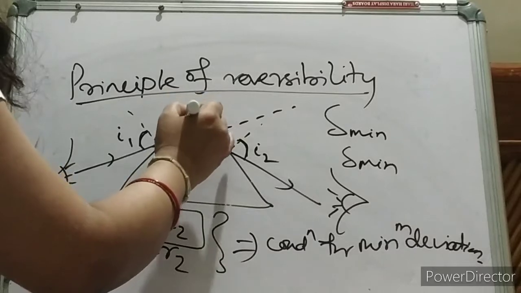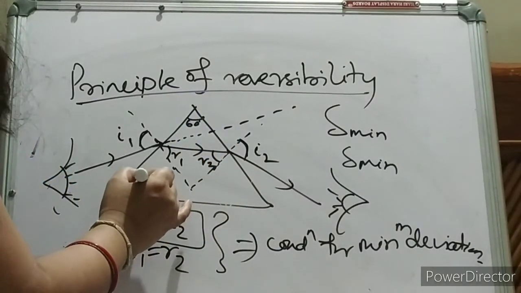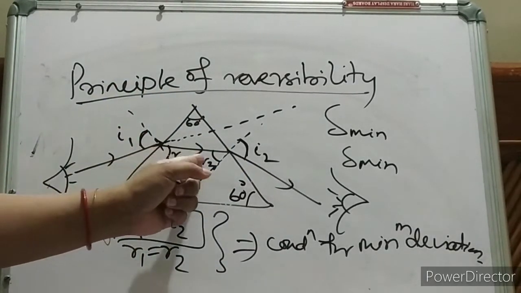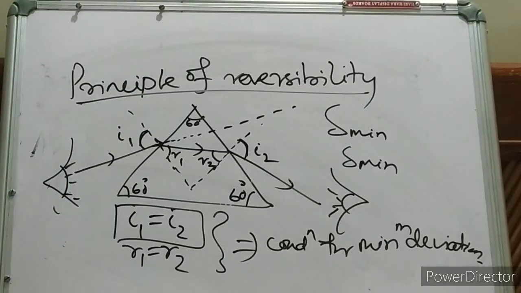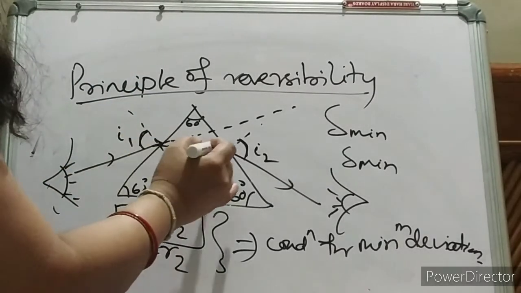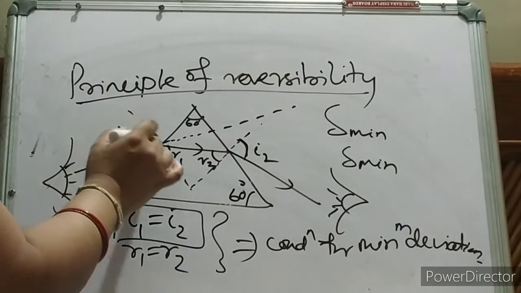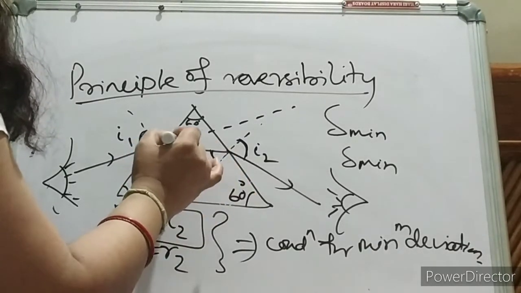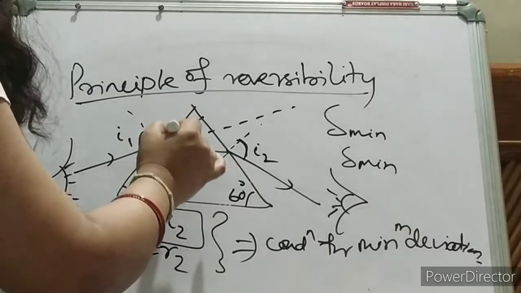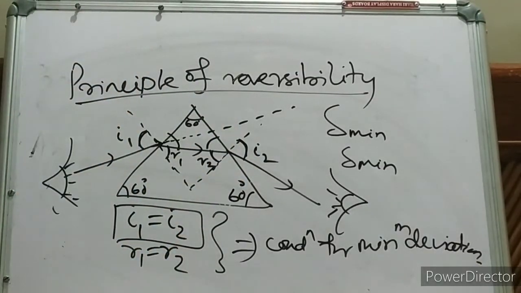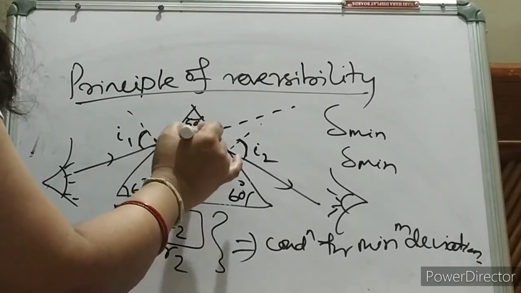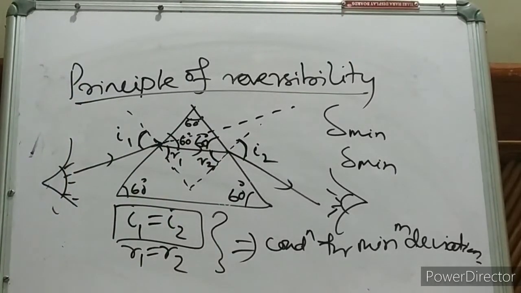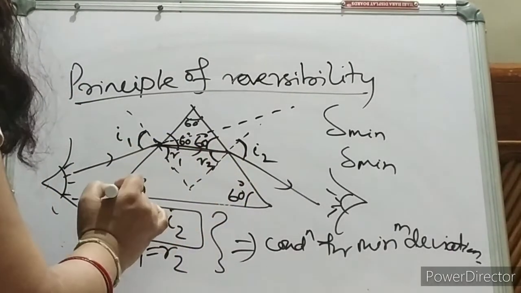See, this is a regular prism. So this is 60, this is 60, and this is 60. Okay. R1 is equal to R2. I1 is equal to I2. Now see, this is 90 degree normal, this is also 90 degree. So these two angles have to be equal. If this angle is equal to this angle, that means this angle has to be also equal. So if it is 60 degree, then it is also 60. It is also 60.